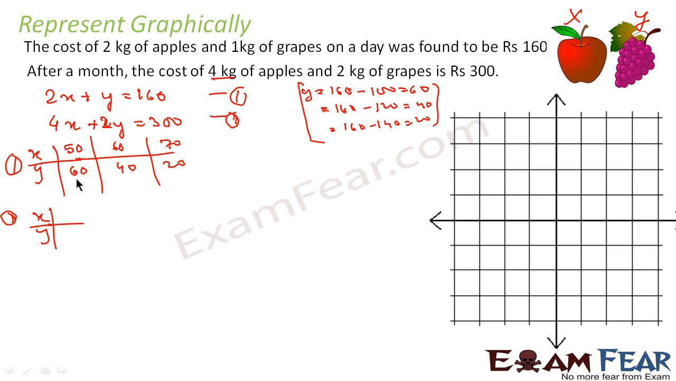Here if I take x is equal to, for example, 70, this equals 280. And if you subtract, this is equal to 20, 20 by 2, 10. So I will take x is equal to 70, y I will get 10.